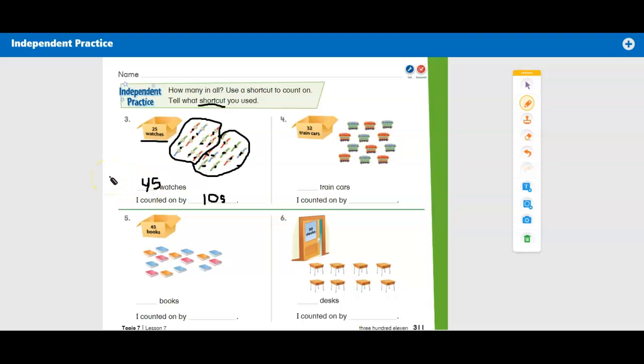Now I would like you to complete problems 4, 5, and 6 as part of your independent practice activity. If you get stuck, you can use the example from number 3, the video, and our guided practice.